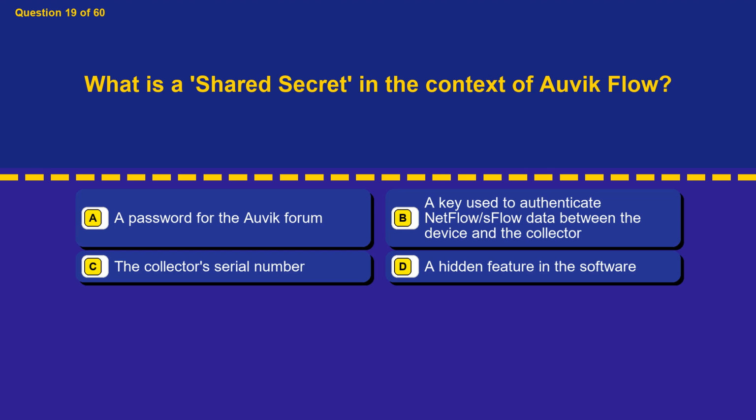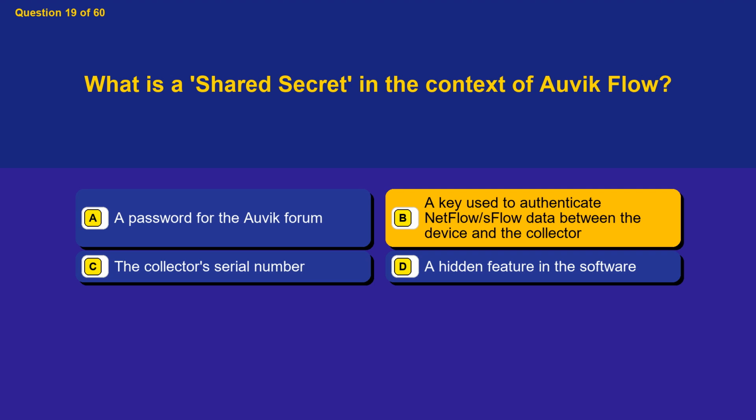Question 19. What is a shared secret in the context of Auvik Flow? Option A. A password for the Auvik forum. Option B. A key used to authenticate NetFlow/SFlow data between the device and the collector. Option C. The collector's serial number. Option D. A hidden feature in the software.